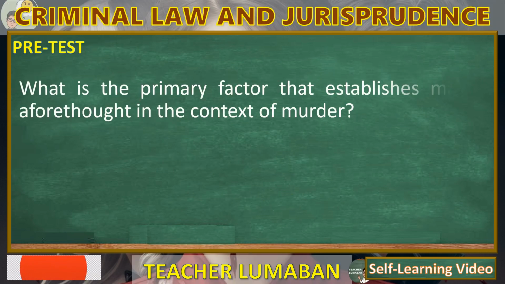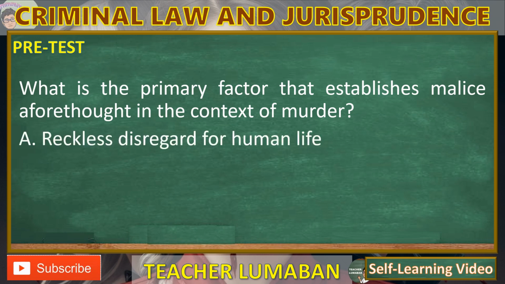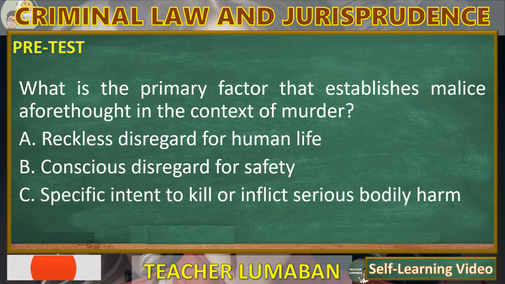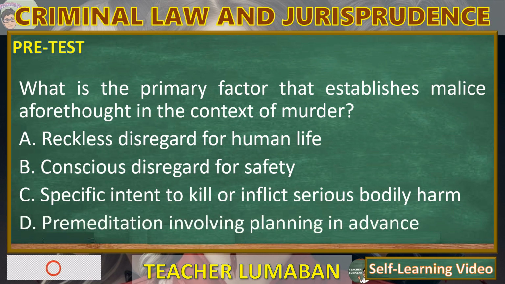What is the primary factor that establishes malice aforethought in the context of murder? A. Reckless disregard for human life. B. Conscious disregard for safety. C. Specific intent to kill or inflict serious bodily harm. D. Premeditation involving planning in advance.